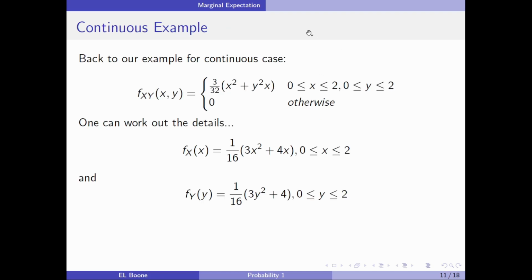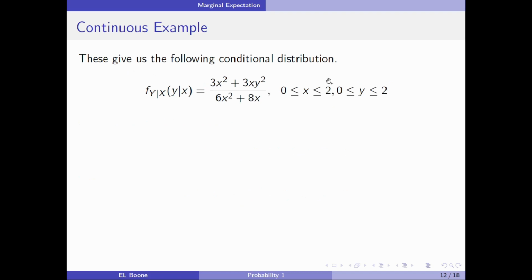All right, so back to our continuous case example. Here's our density that we've been playing with, our joint density. I didn't work out the details. I left it for you to come up with the marginals, but here they are. So if I'm interested in the conditional distribution, which I think we did in the previous video as well, f of x, y, you just put one over the other, and bingo, this is what you end up with.